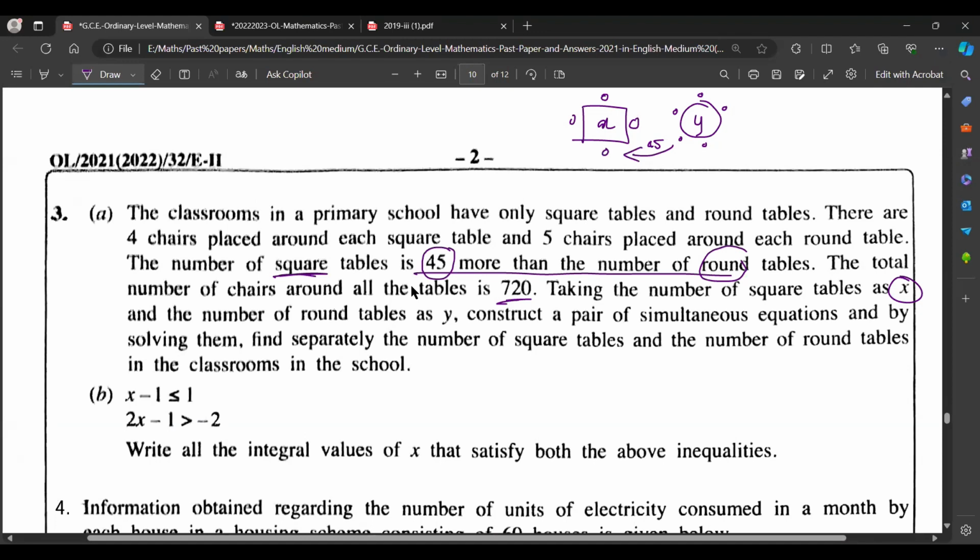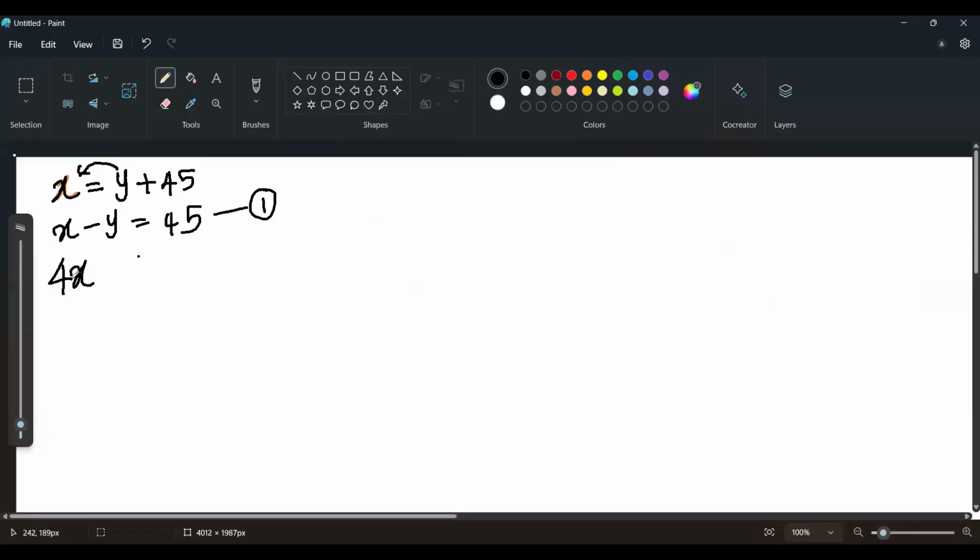Yes. The total number of chairs is 120. If one table has 4 chairs, and if they have 2 tables, it is 4 into 2. If they have x tables, it should be 4 into x. Plus, there are 5 chairs around one table. If they have y tables, there are 5y. All together, they are having 120.